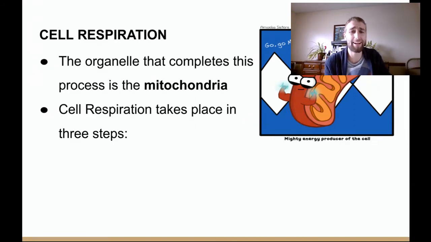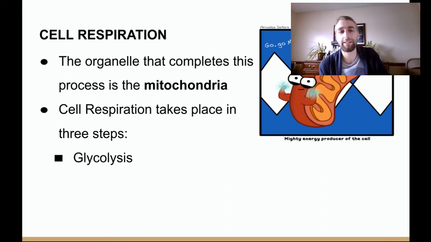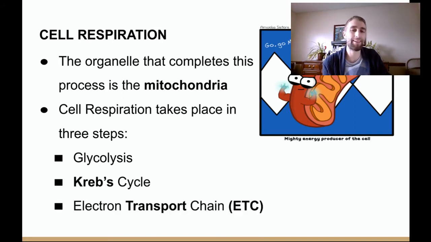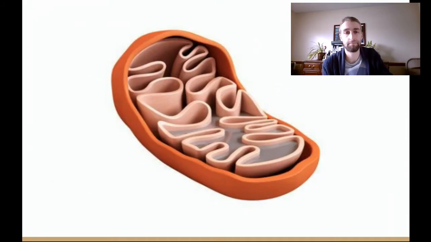Oh man, last time we only had 2 steps for photosynthesis. Now we got 3. Dang it. So the 3 steps of cellular respiration are glycolysis, the Krebs cycle, and the electron transport chain. But if you want to be like one of the cool kids, you can call it ETC.